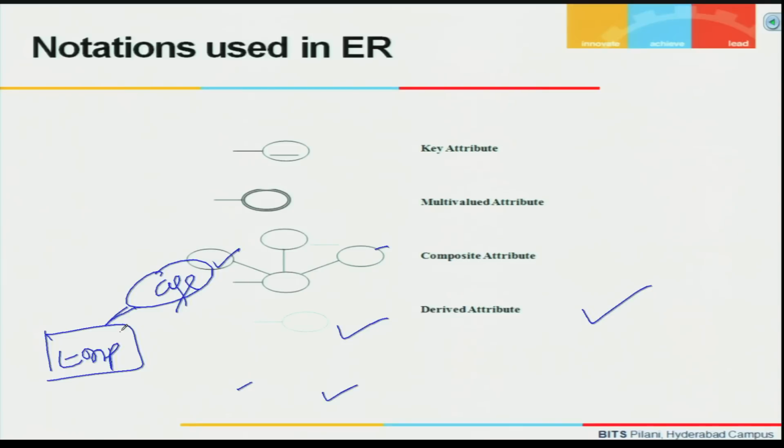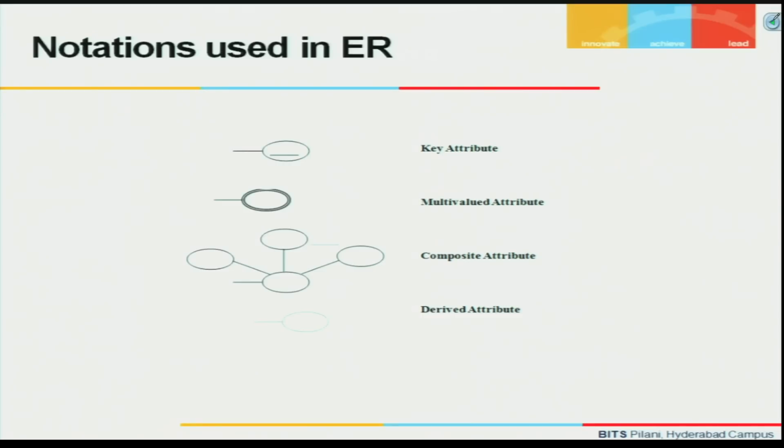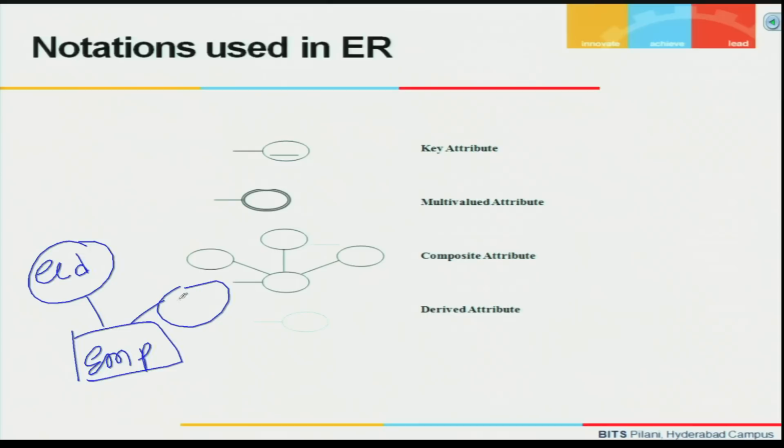Then we have key attributes. Among the attributes of an entity type, you can have one or more attributes which provide unique identification to the entities in the set; that is called a key. So we can also represent keys in ER modeling. Suppose I have the employee entity type, with employee ID as an attribute and then age as an attribute. When I underline the name of the attribute, it indicates that this attribute is going to provide unique identification, and this is a key attribute.